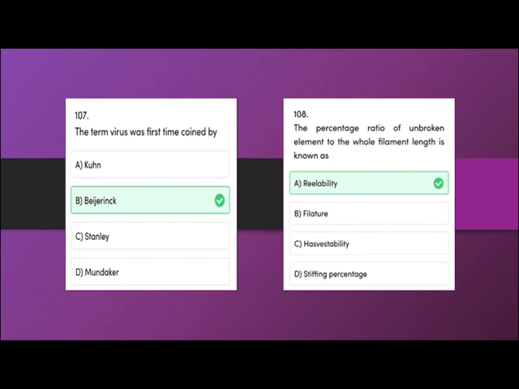Come to the next question. The term virus was first coined by? And the answer is Beijerinck. The 108th question. The percentage ratio of unbroken elements to the whole filament length is known as reliability.